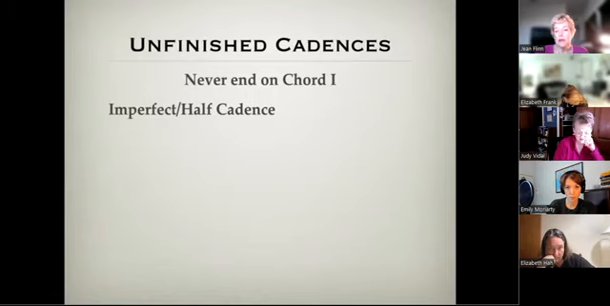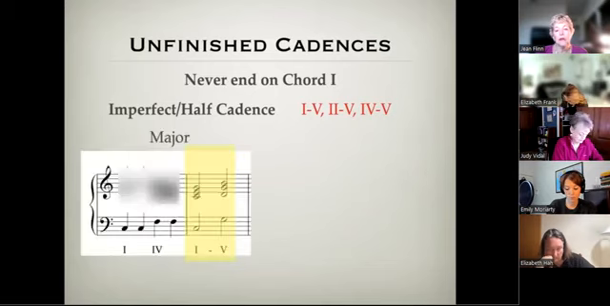You've got the imperfect cadence, which is sometimes known as the half cadence. Now, this ends on chord 5, but it can be chord 1 to 5, chord 2 to 5, or chord 4 to 5. You've got three different options of how to approach the cadence. Here's an example in C major. I've used chord 1 before chord 5.